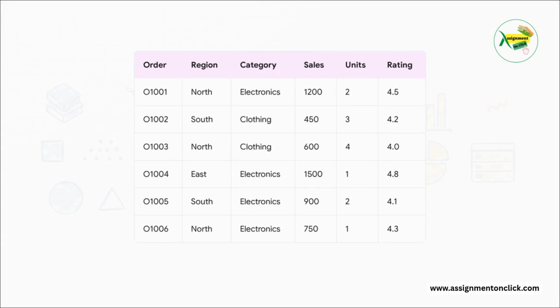So consider our raw input data here. We have 6 individual orders. And notice how the regions are totally scattered around.